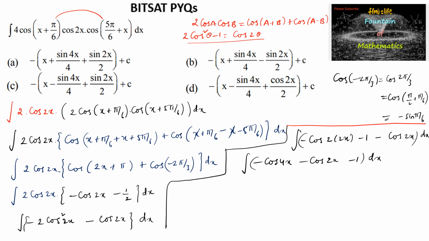So let us now integrate. Integration of minus, you can take the minus common. Integral of cos 4x is sin 4x upon 4, and plus integration of cos 2x is sin 2x divided by the coefficient of x, which is 2, and integration of 1 is x plus some constant c. So negative of sin 4x upon 4 plus sin 2x upon 2 plus x plus c is the answer, which is option A.